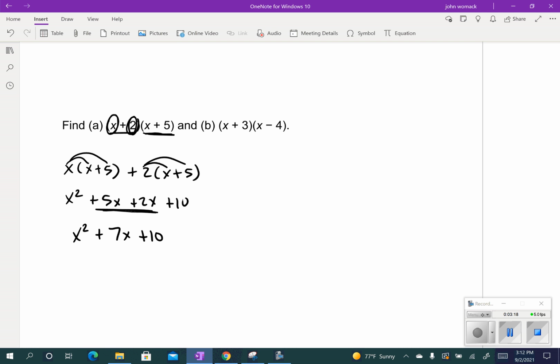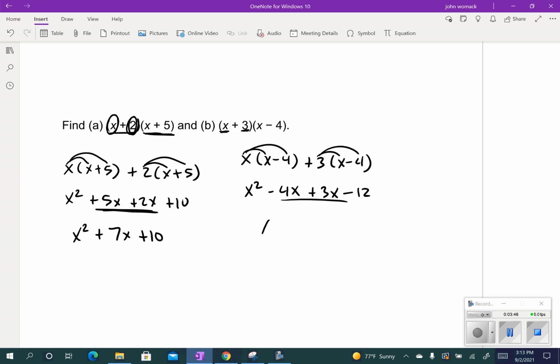Do this one with me. Let's do that one more time, and I'll show you some other ways. So again, I just take the x, the first term, and multiply it by the x minus 4. Then I take the plus 3 and multiply it by the x minus 4 also. Distribute. That would be x squared minus 4x plus 3x minus 12. Combine those like terms. X squared, minus 4 plus 3 is a minus 1x, or minus x, and I got the minus 12.